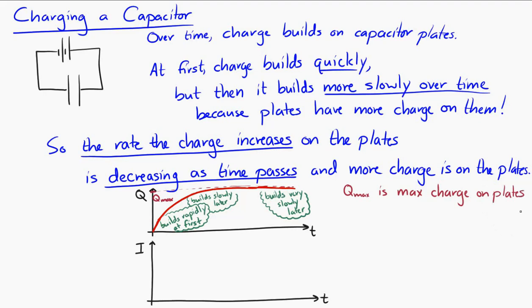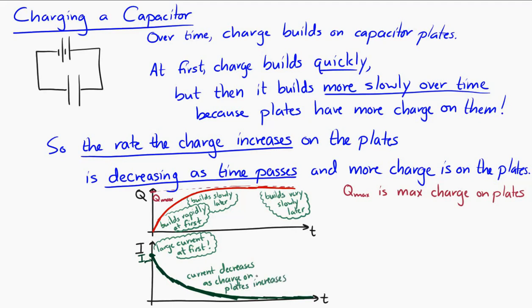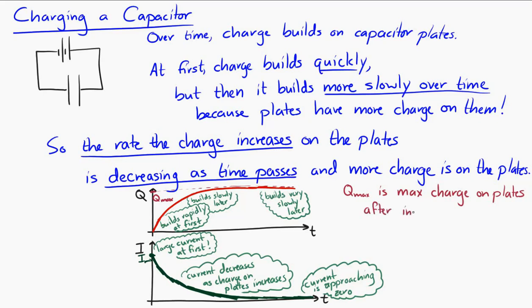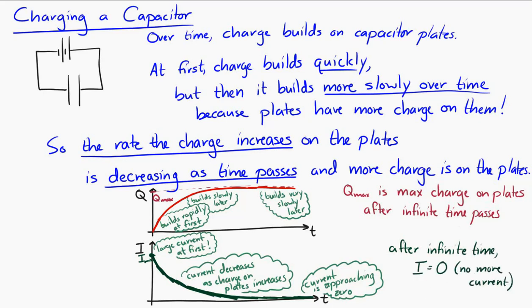Now, this corresponds to the current, so let's think about what the current would look like over time. At first, there's going to be a large current because the charge is flowing rapidly onto the plate. But over time, the current is going to decrease, and at the end it becomes approximately zero because no more charge can be put onto that plate. Very little charge will be flowing onto the plate. If we wait an infinite amount of time, the charge on the plate reaches its maximum value, and the current approaches zero.